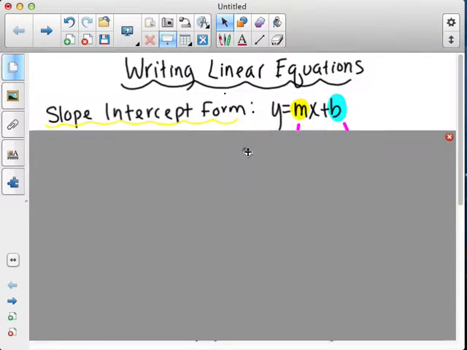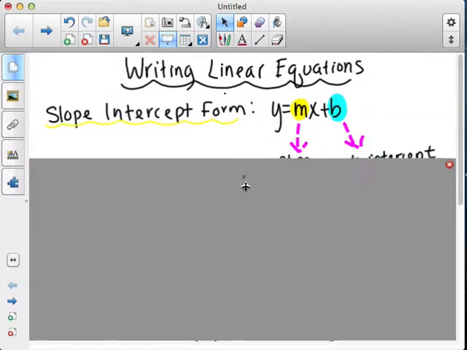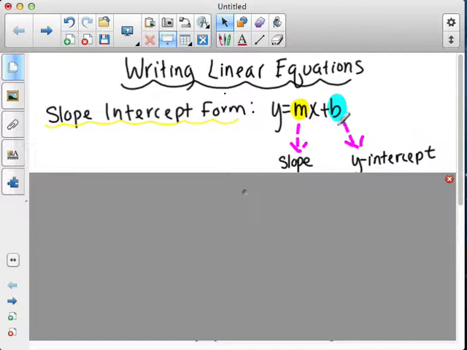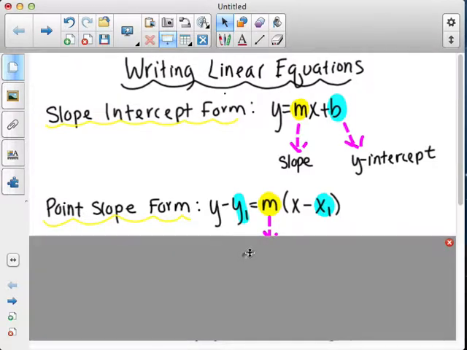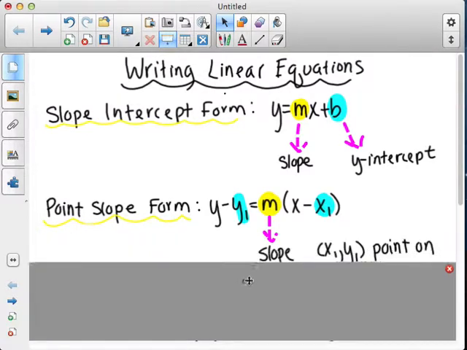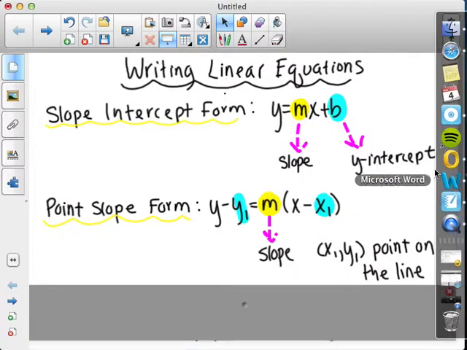We've already discussed these. We've got slope-intercept form, which is y equals mx plus b. Your m is your slope and your b is your y-intercept. Remember that if you substitute 0 for x, you end up getting b for the y value, so that's why it's your y-intercept. We also have point slope form, y minus y1 equals m times x minus x1. Remember that m represents your slope, and x1 comma y1 are a point on the line.